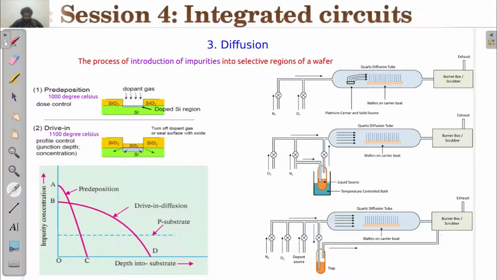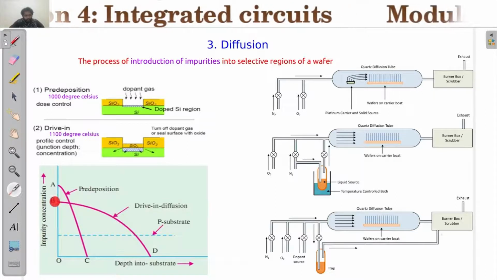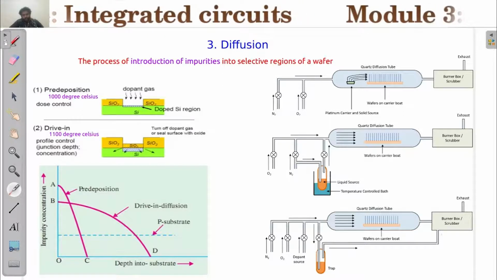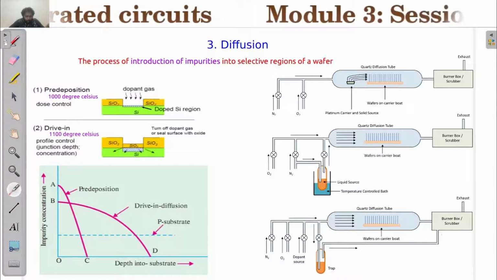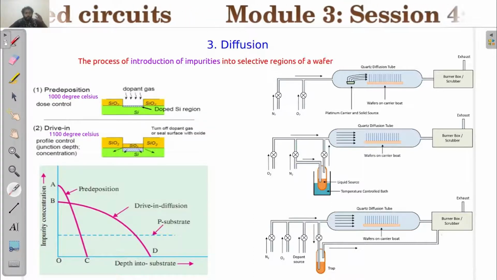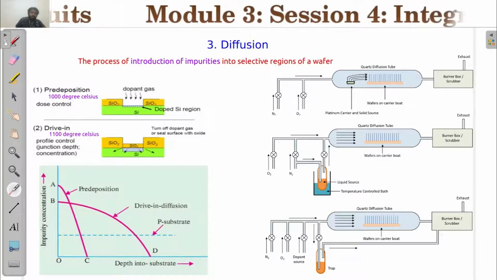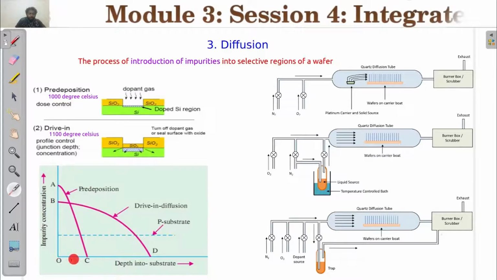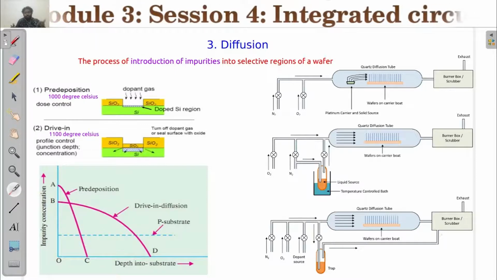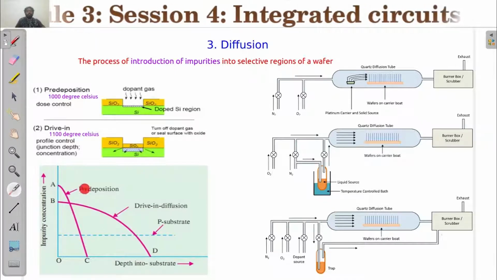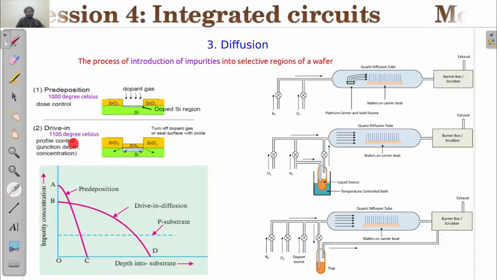But after the process of drive-in diffusion, the impurity concentration at the surface decreases. That is because we are no longer introducing any dopant gas into the system, but the dopant already on the surface migrates into the depth of the substrate. That is why the previous depth was just OC, and after drive-in diffusion we get a depth of OD. So this is the story of diffusion, where we have two steps: pre-deposition and drive-in diffusion.